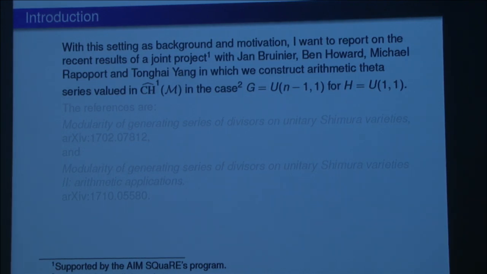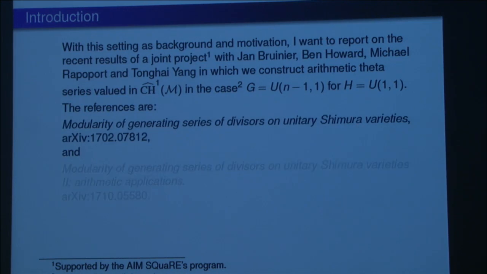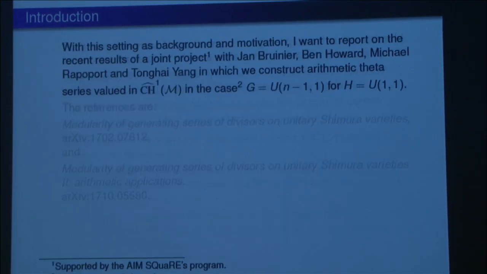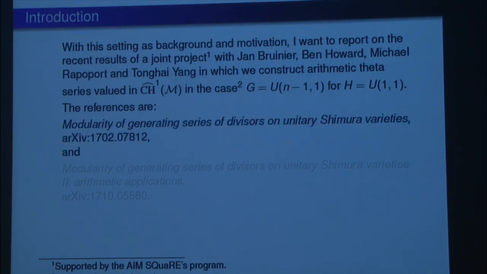I'm not sure who was at the top of the pyramid. But anyway, the groups in question are going to be: G is a unitary group of the type that we've seen several times in this conference, and H is going to be U(1,1), so that's the dual pair in classical language, and we'll see how it develops in this arithmetic language. Here are the two preprints that contain the results.